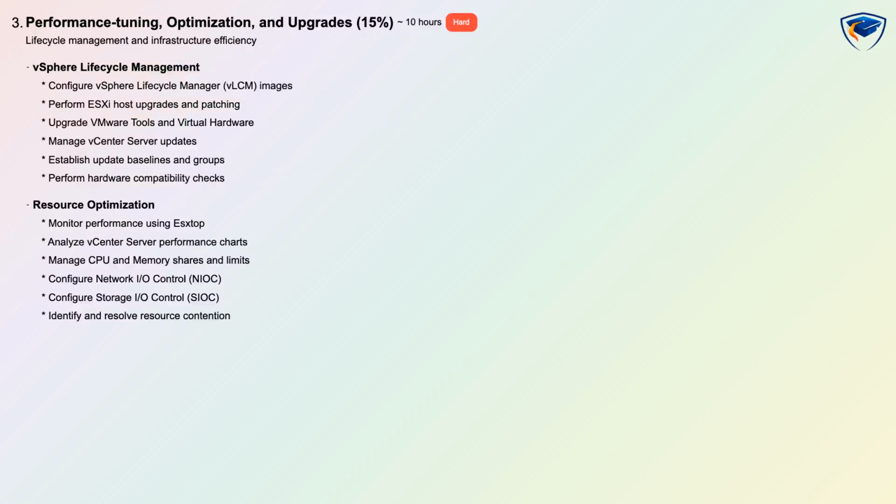Performance tuning, optimization, and upgrades is 15% and covers lifecycle management and infrastructure efficiency. This domain is hard, with roughly 10 hours of study and a mix of conceptual and scenario-based assessment. You will learn vSphere Lifecycle Manager concepts, create and manage vLCM images, perform ESXi host upgrades and patching, upgrade VMware tools and virtual hardware, and manage vCenter server updates with baselines and groups.